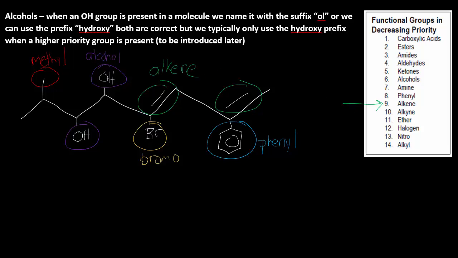So let's rank everything, see what we have. The alkenes come in at number 9. The phenyl is number 8. Bromo is a halogen, so that's way down at number 12. The methyl is an alkyl, and the alcohols are up at number 6. So they're the highest priority group, meaning they need to get the lowest numbers, so start numbering from the left.